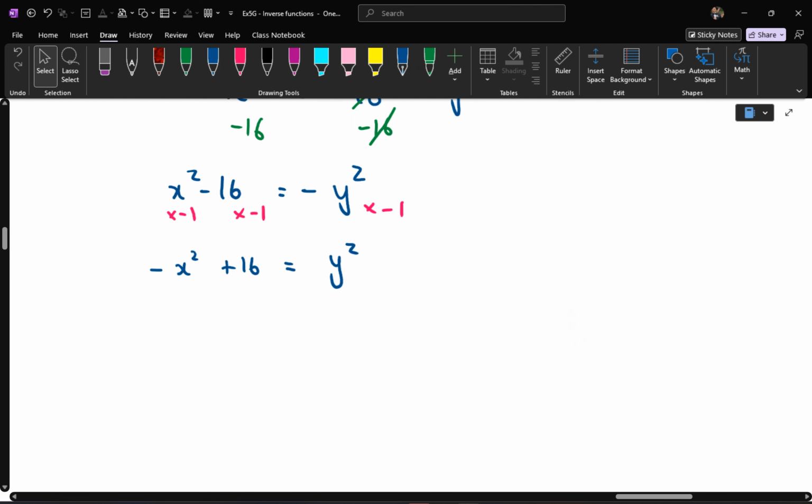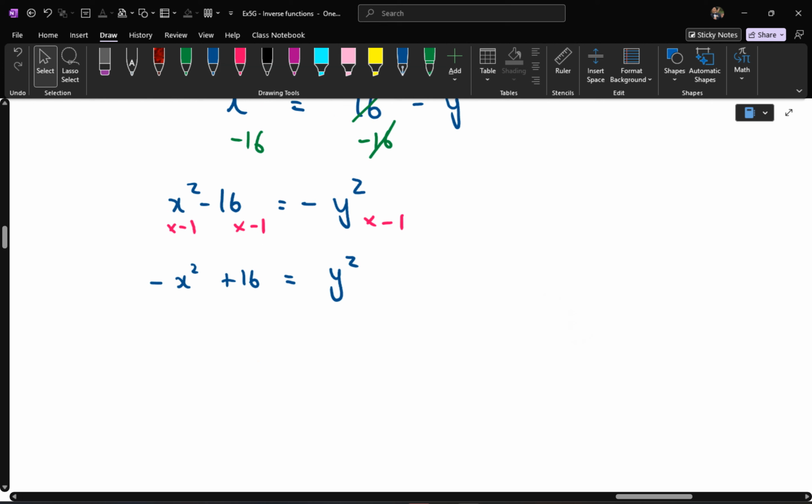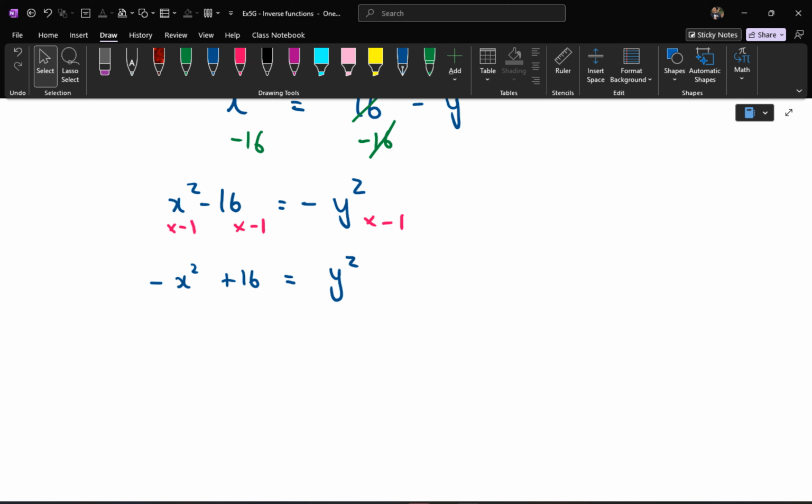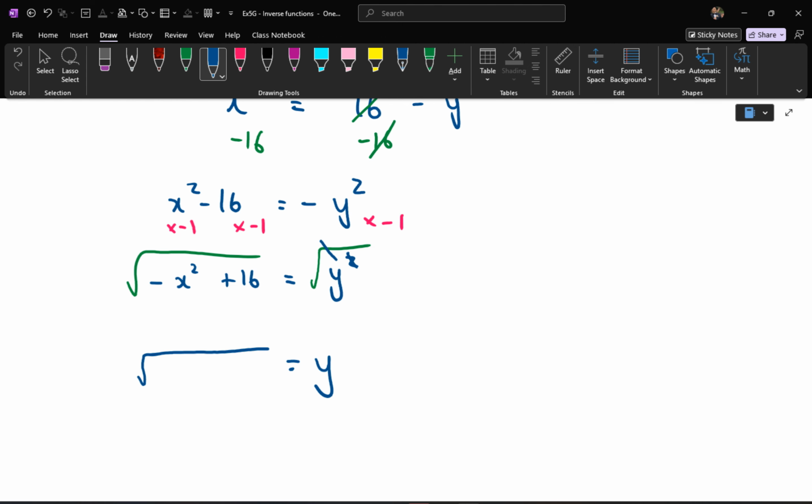Your goal is to get y. I don't want the square, so what's the inverse of squaring? Square rooting. So here we say square root. Squares and square roots cancel out. So y, which remember was the inverse function, because I made up the letter y. I said let y equal to the inverse function. It is the root of, and I normally like to write it this way instead, but it doesn't matter. You can write negative x squared plus 16, or this just looks nicer, neater. This is my inverse function.